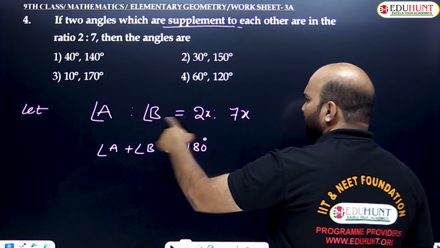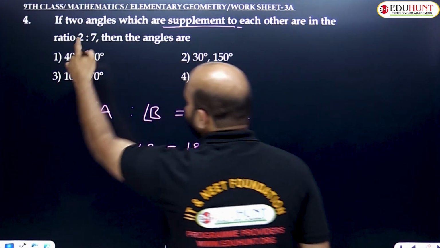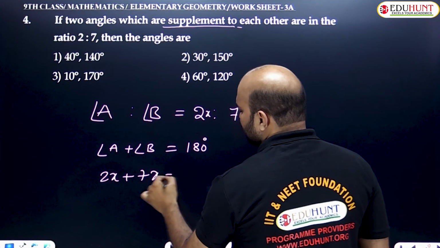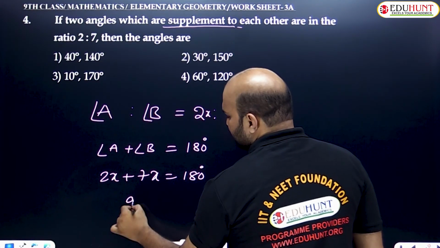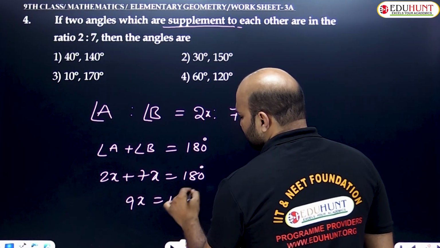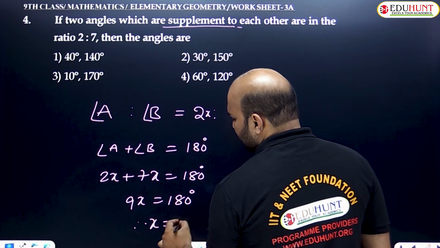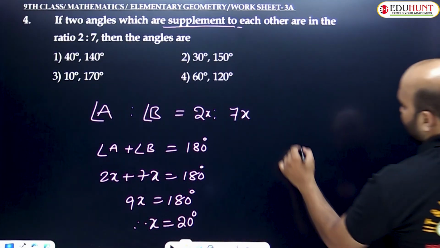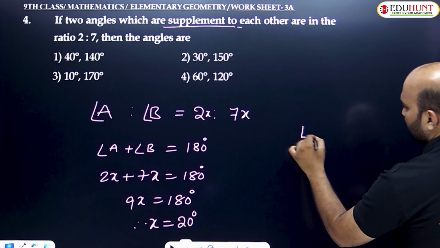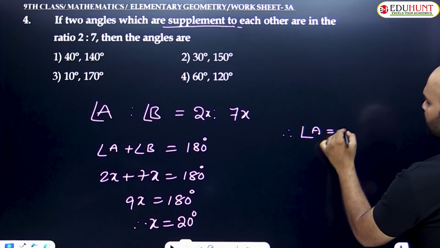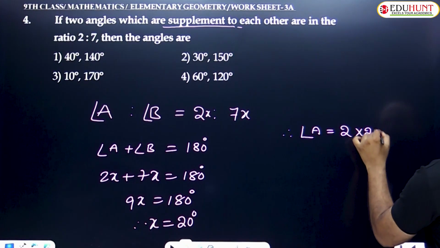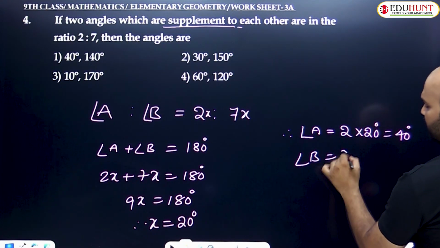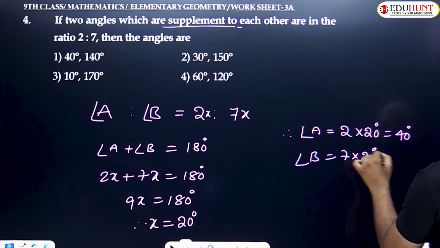So angle A and angle B are 2x and 7x, as already given in the ratio. Total will become 9x. 2x plus 7x equals 180 degrees. Total 9x equals 180. Therefore x equals 20 degrees, because 180 by 9 is 20 degrees. That is the x value. But what question am I asking? Those angles. So angle A equals 2x, nothing but 2 into 20 degrees equals 40 degrees. Angle B, 7 into 20 degrees equals 140 degrees.